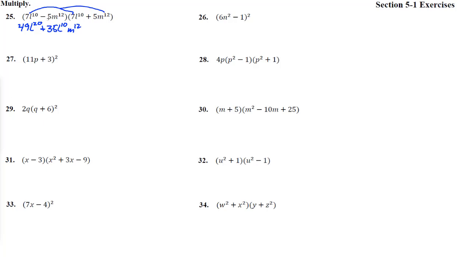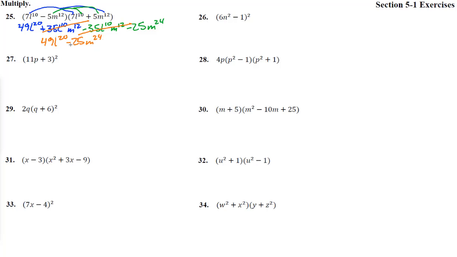Now let's take the next one, this negative 5m to the 12th, and jump it through. So we get a negative 35 l to the 10th m to the 12th, and then minus 25 m to the 24th power. And look at what happened. The same pattern is occurring that when we multiply two binomials that just have the opposite sign in the middle, notice the front term has the same sign, that the middle terms completely go away. They're like terms, and they're exactly opposite of each other. So we get 49 l to the 20th minus 25 m to the 24th.